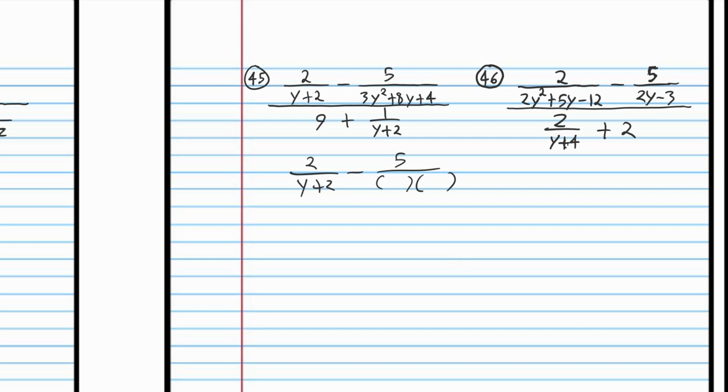So factor the quadratic, and do O and I of FOIL. 6y plus 2y is 8y, so that works.